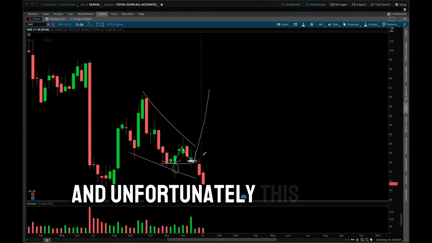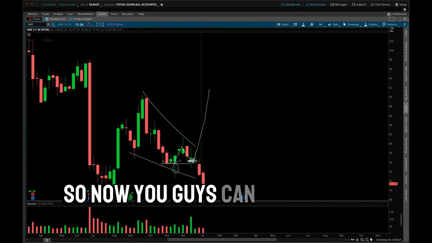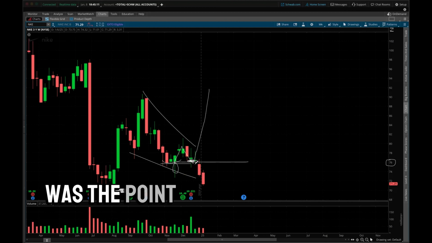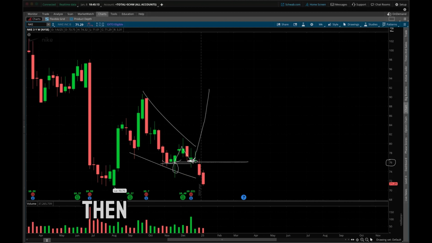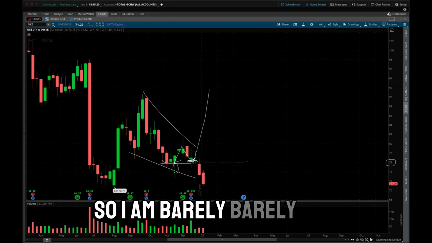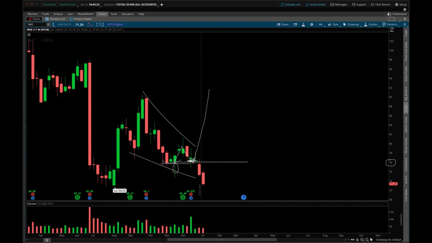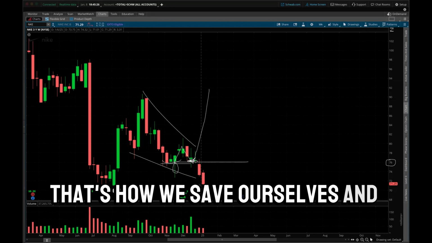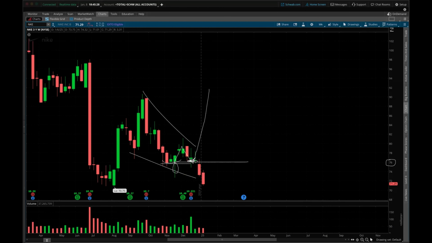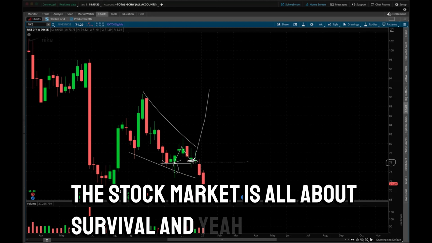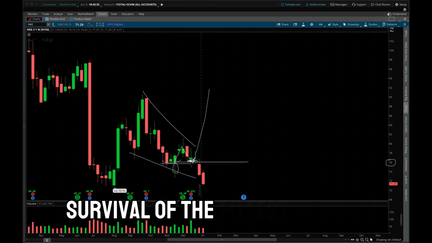Unfortunately, this was a trade that failed. So now you guys can see that was the point. This 76 level here was the point where I didn't want it to go lower than. That was my trade idea. It's been below that for 2 weeks now, so I am barely, barely in it. That's what stop losses are for, though. That's how we save ourselves and protect our capital, preserve capital. The stock market is all about survival. It's like anything else, survival of the fittest.